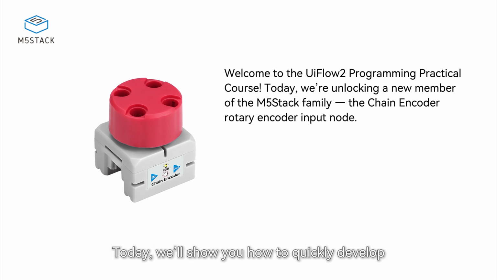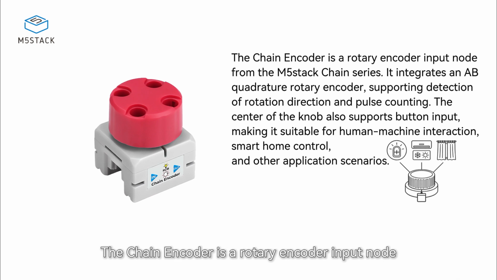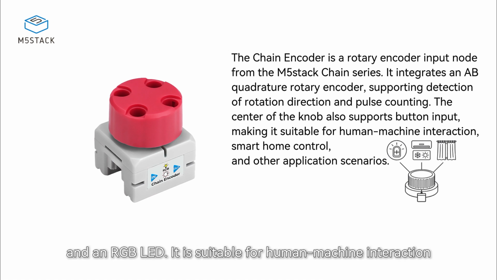Today, we'll show you how to quickly develop with the chain encoder in UiFlow2. The chain encoder is a rotary encoder input node from the M5Stack Chain series. Integrating an AB quadrature rotary encoder, a button, and an RGB LED, it is suitable for human-machine interaction, smart home control, and other application scenarios.